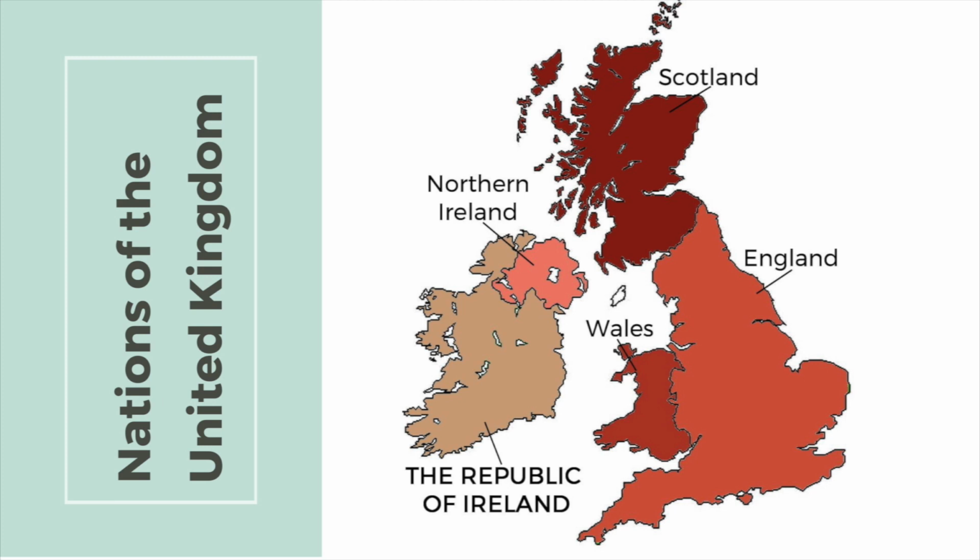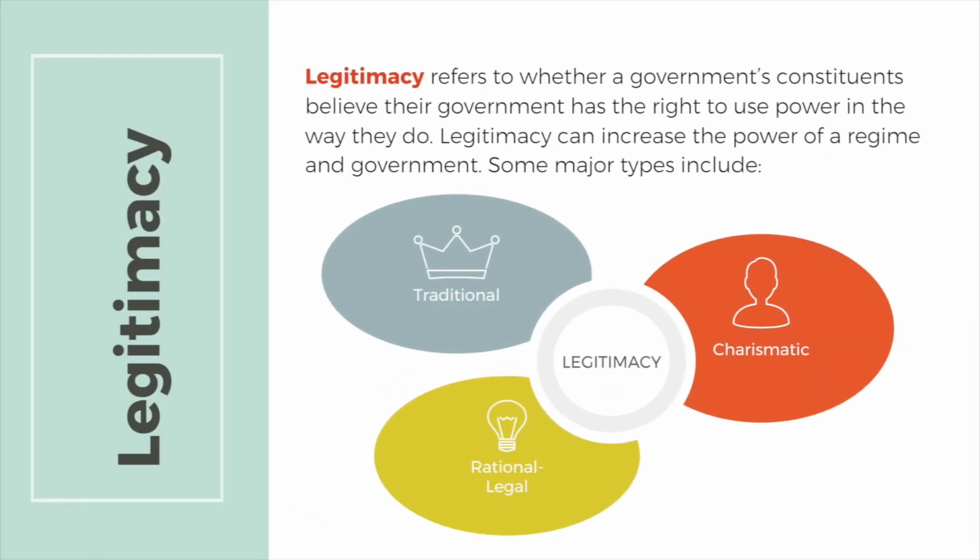The British government allows Northern Ireland, Scotland, and Wales to have a great deal of local autonomy or decision-making authority. They even have national parliaments of their own. Scotland, Northern Ireland, and Wales have a lot of control over things like their education system, their healthcare systems, and more.